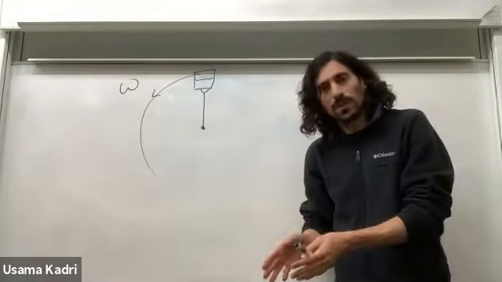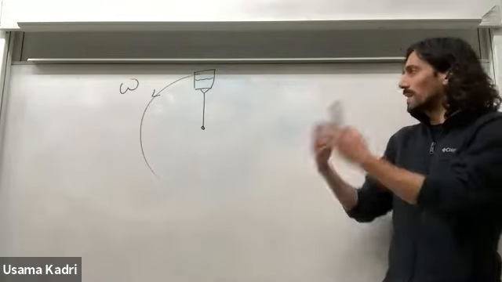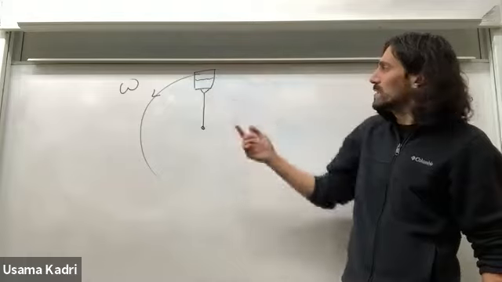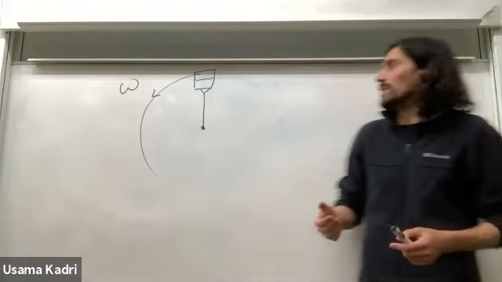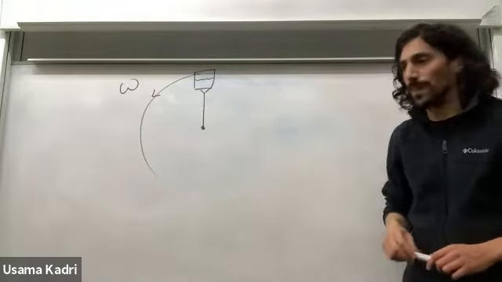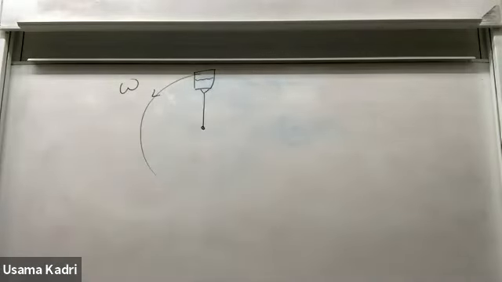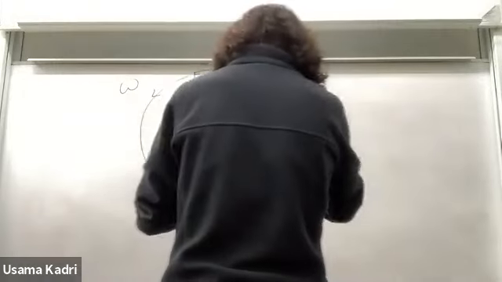But if it's equal to the gravity or larger than gravity, then the water would always be at the back of the bucket and it won't fall down. And this is what I'm going to show you next, and then we're done. Let's make the calculations.